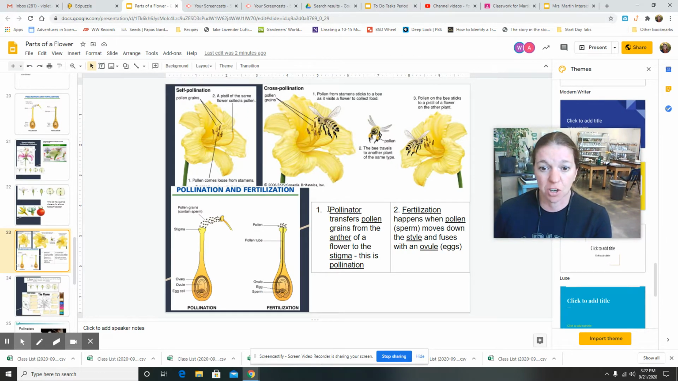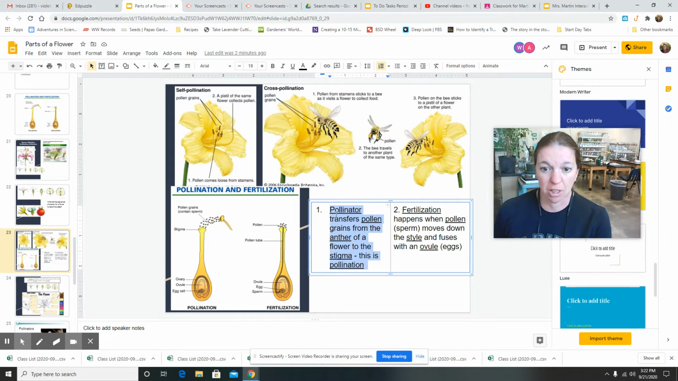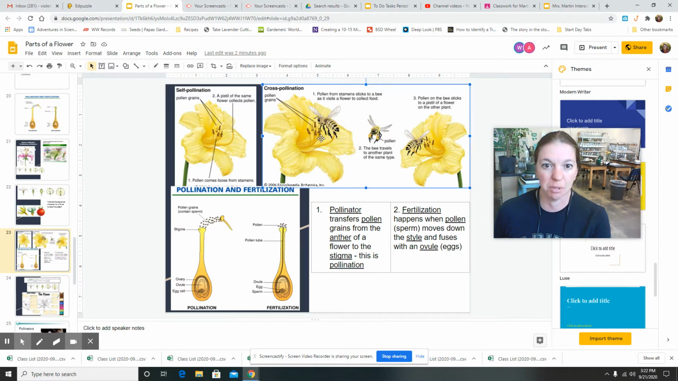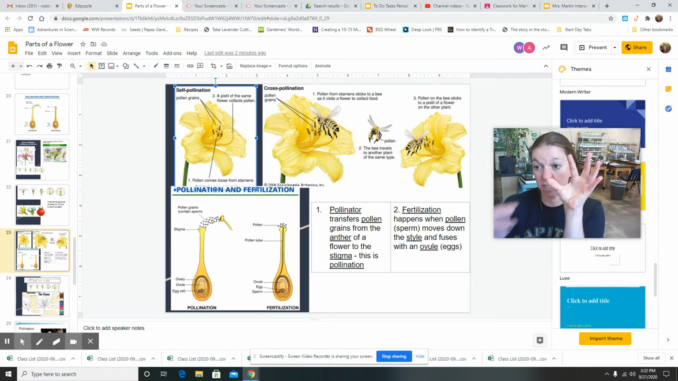Now, the first step is a pollinator is going to transfer pollen grains from the anther of a flower to the stigma. This is called pollination. So there's two types of pollination. There's self-pollination, where the pollen grains of the same flower come off and stick to the stigma of the same flower. So this flower right here, the pollen, stigma, self-pollination. It's doing it to itself.